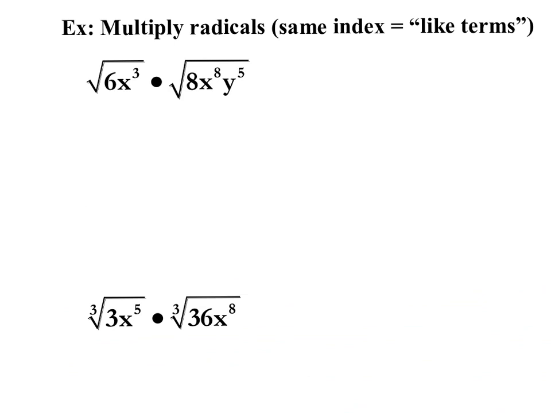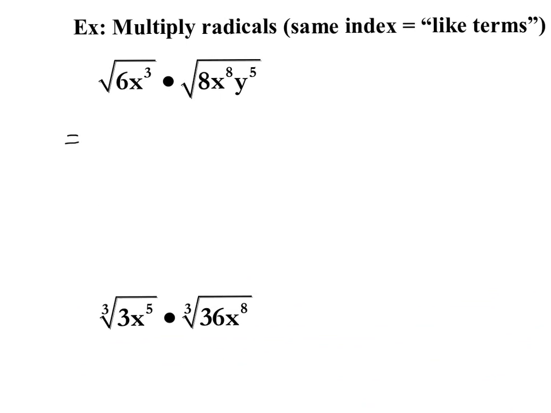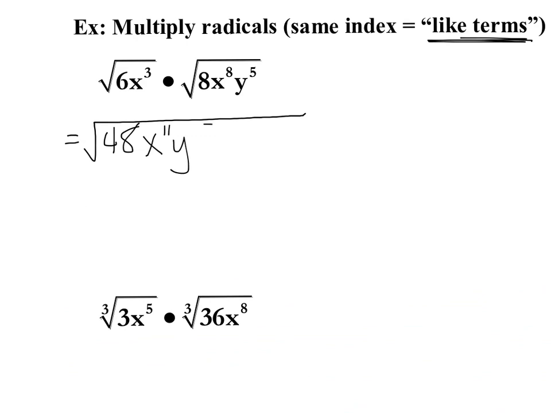All right, if you notice, both of these radicals in this first example are square roots. So what that means is that you can combine them since they are the same. It's kind of like having like terms. That's what I wrote up here. Since they are both normal square roots, that means that you can multiply them together and put everything underneath one radical. So we're going to do 6 times 8 is 48. X to the 3rd and x to the 8th means x to the 11th, and y to the 5th.